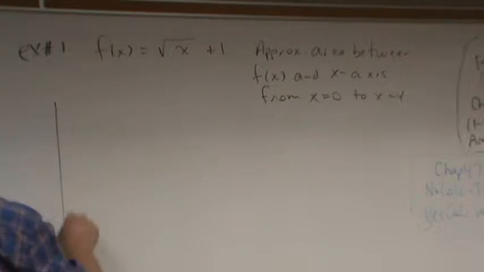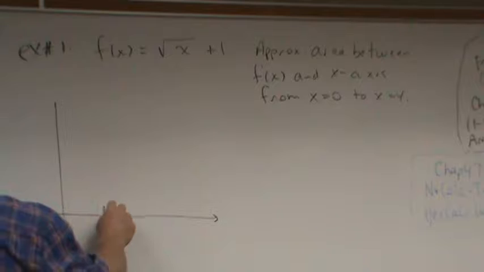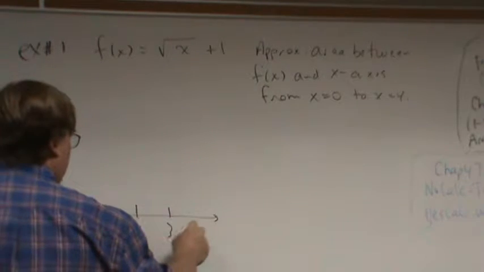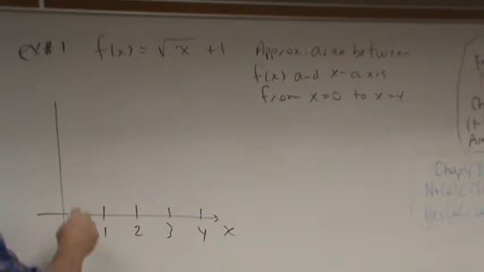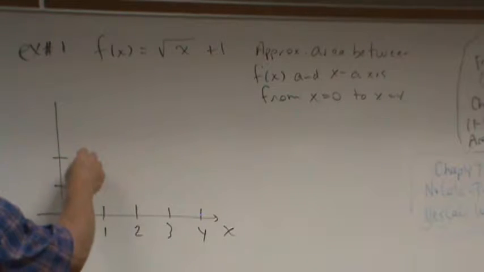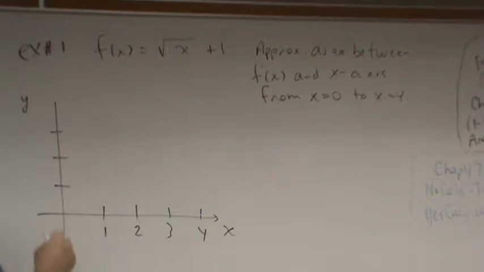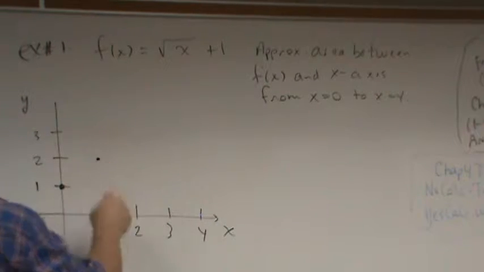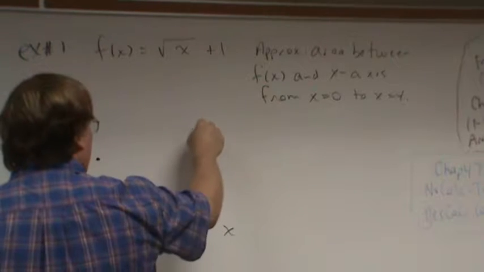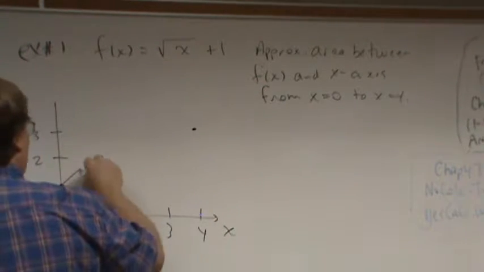Well, what would you have me do first? Graph it. Sure, let's graph it. Thank you very much. So here we go. Here's 1, 2, 3, 4. Here's my x's. Here's my y's. 1, 2, 3. When x is 0, y is 1. When x is 1, y is 2. When x is 4, y is 3. So here's my graph.